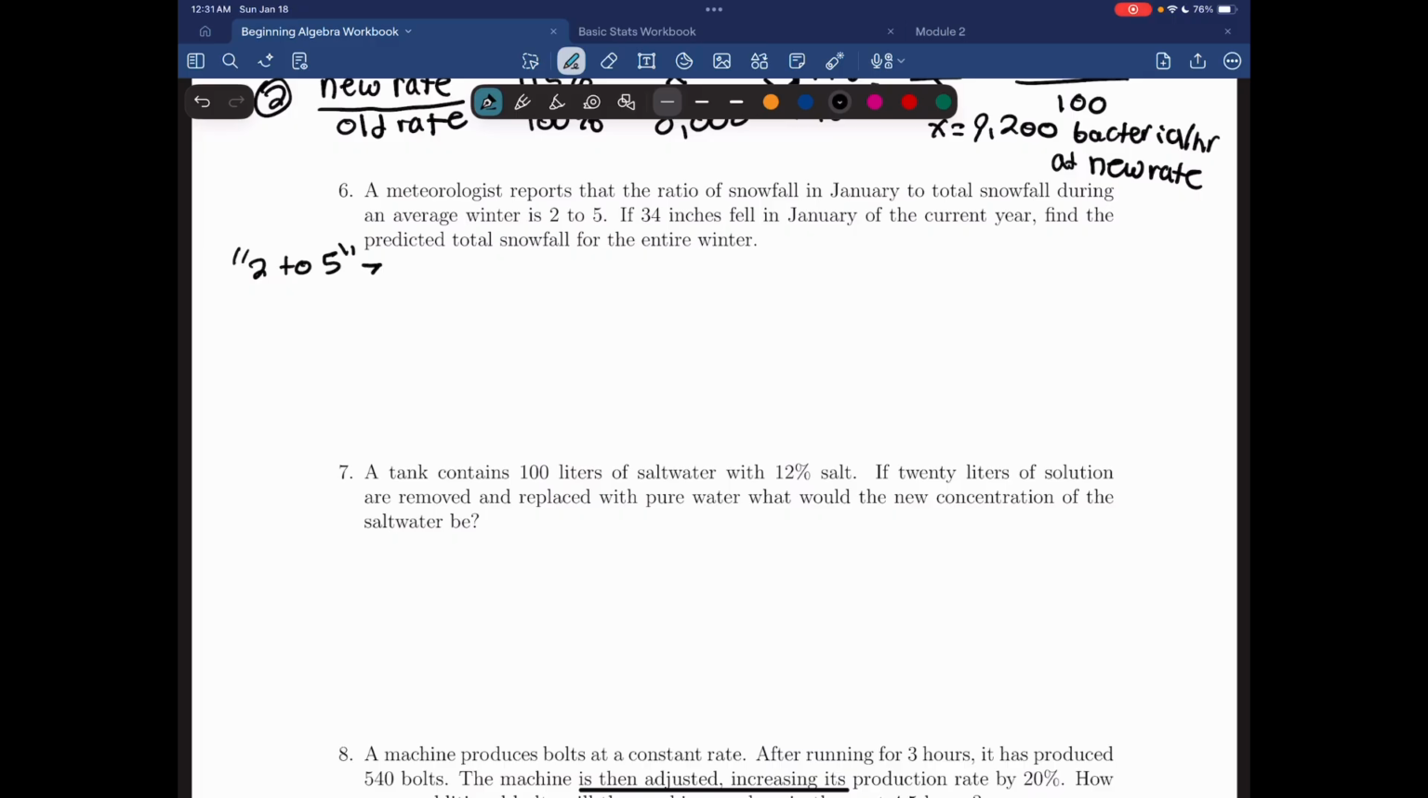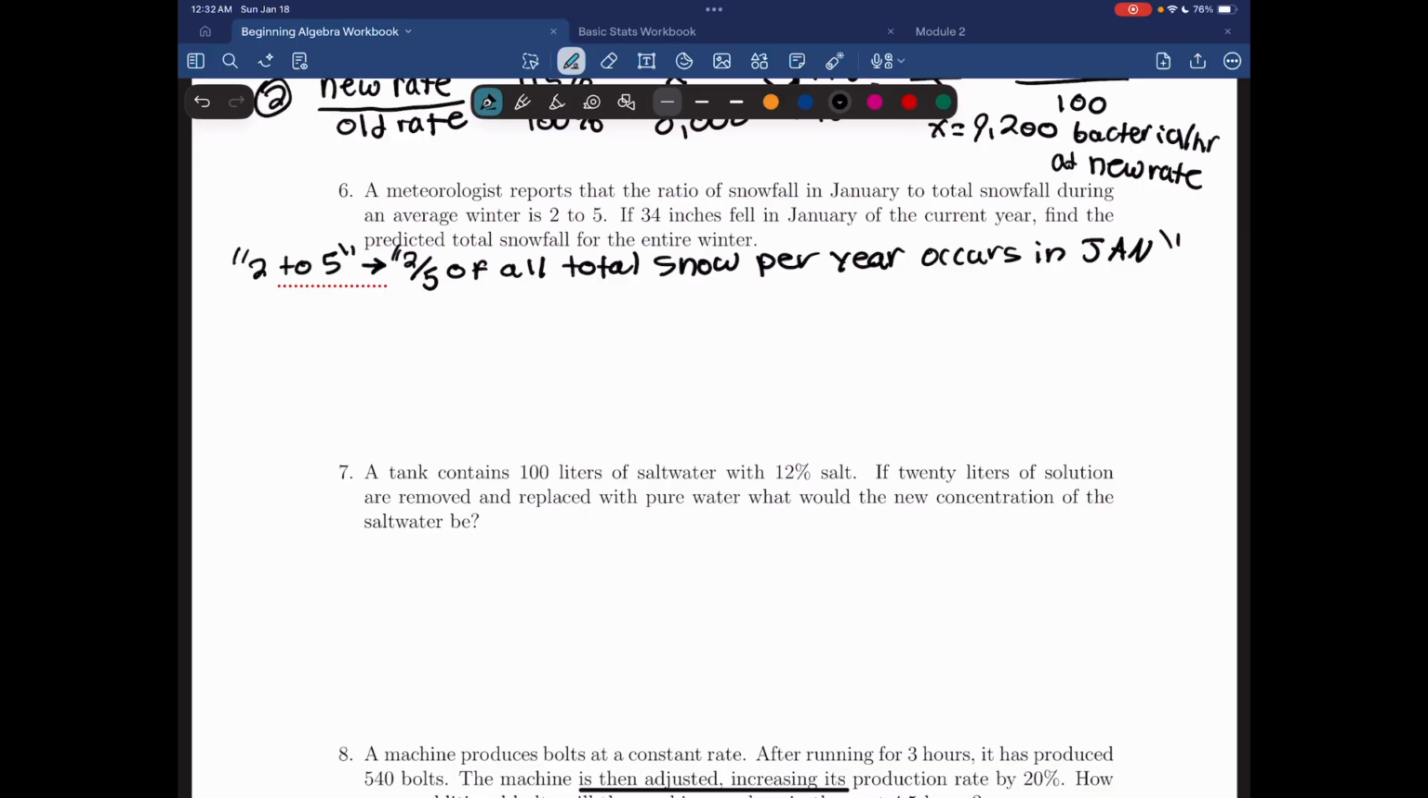Now what this means is that 2/5 of all total snow per year occurs in January. I'm just going to write JAN to abbreviate January. But that's what that means, if that wasn't super clear.